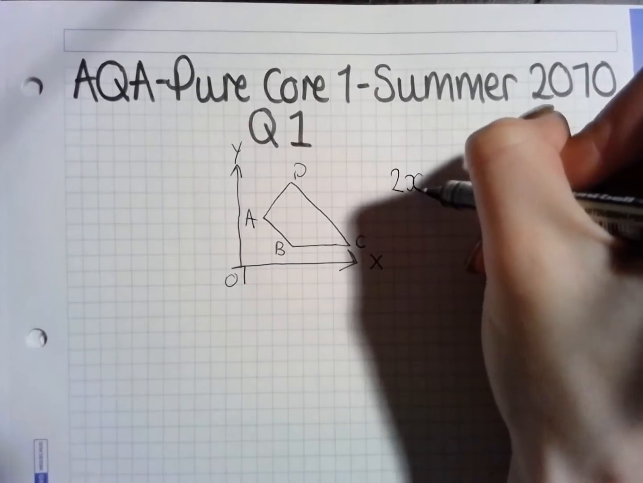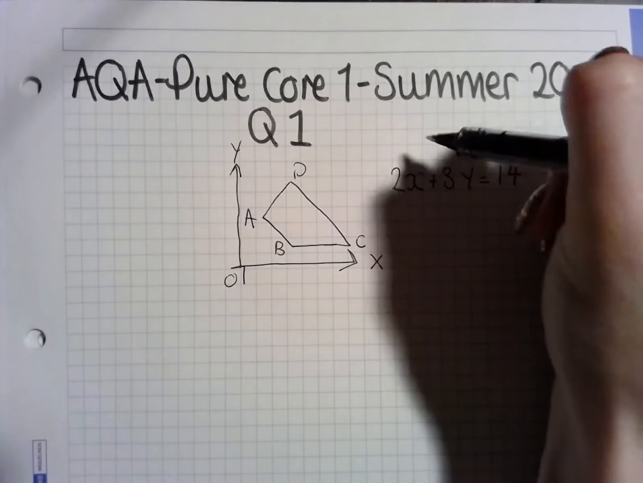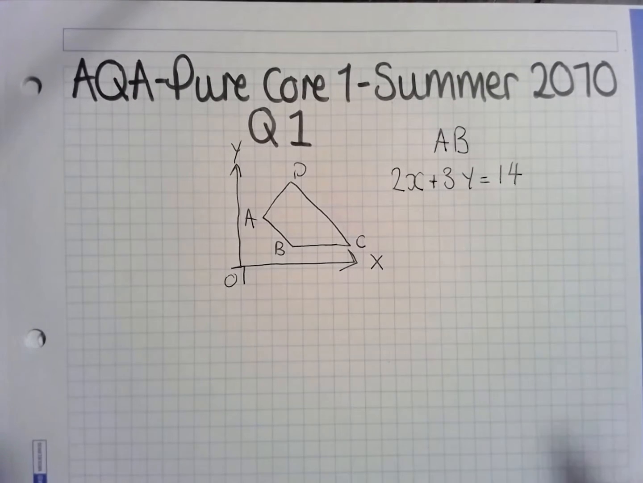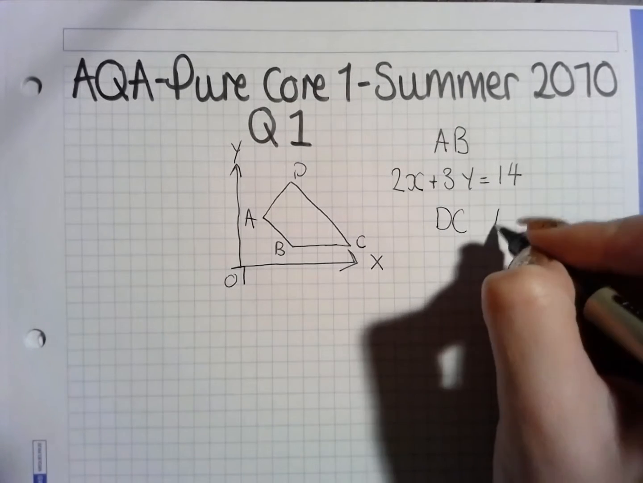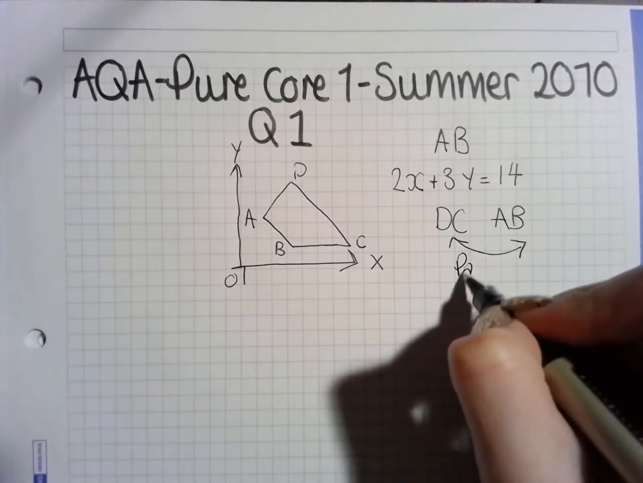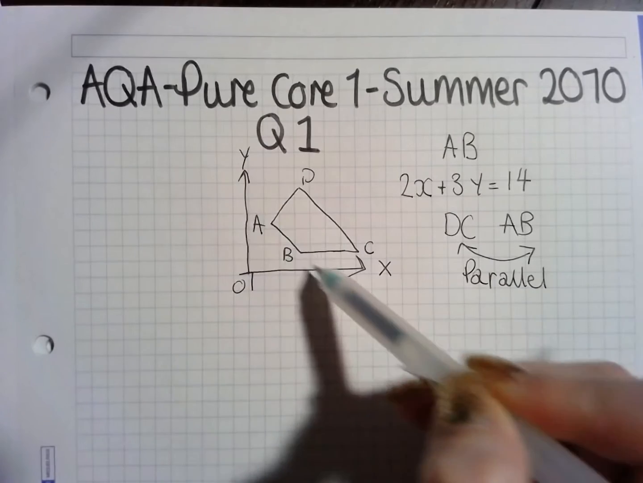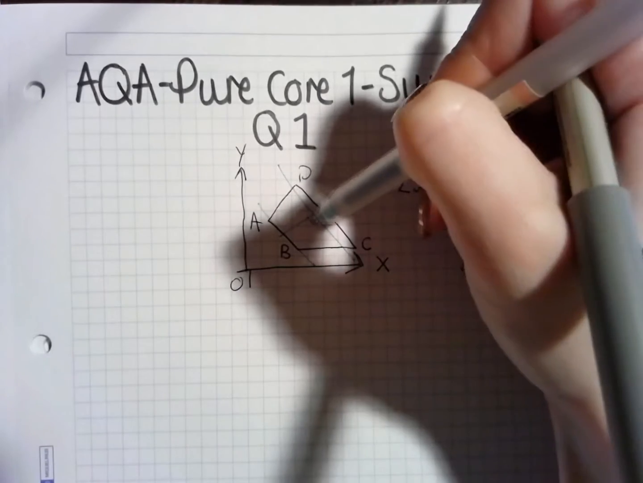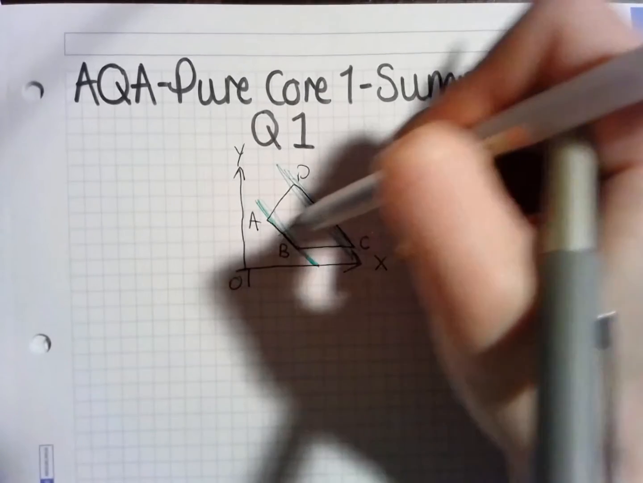Okay, so 2x plus 3y equals 14, and you're given that as being the equation of the line AB. You're also told that DC is parallel to AB. They are parallel to each other. So we know the line AB, that's this line, we know that equation, and we know that DC is parallel. So these two are parallel. Right.